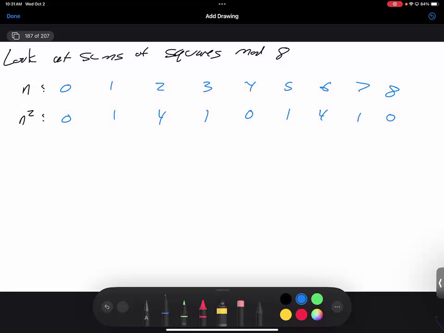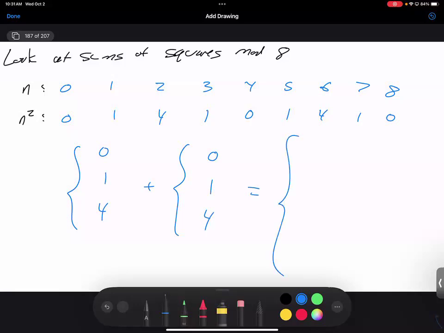So now we have 0, 1, and 4 plus 0, 1, and 4 in hopefully obvious notation. What are the possibilities? 0, 1, 2. Before 5, what do you have? 4, 5. So that was the sum of 2 squares, right?